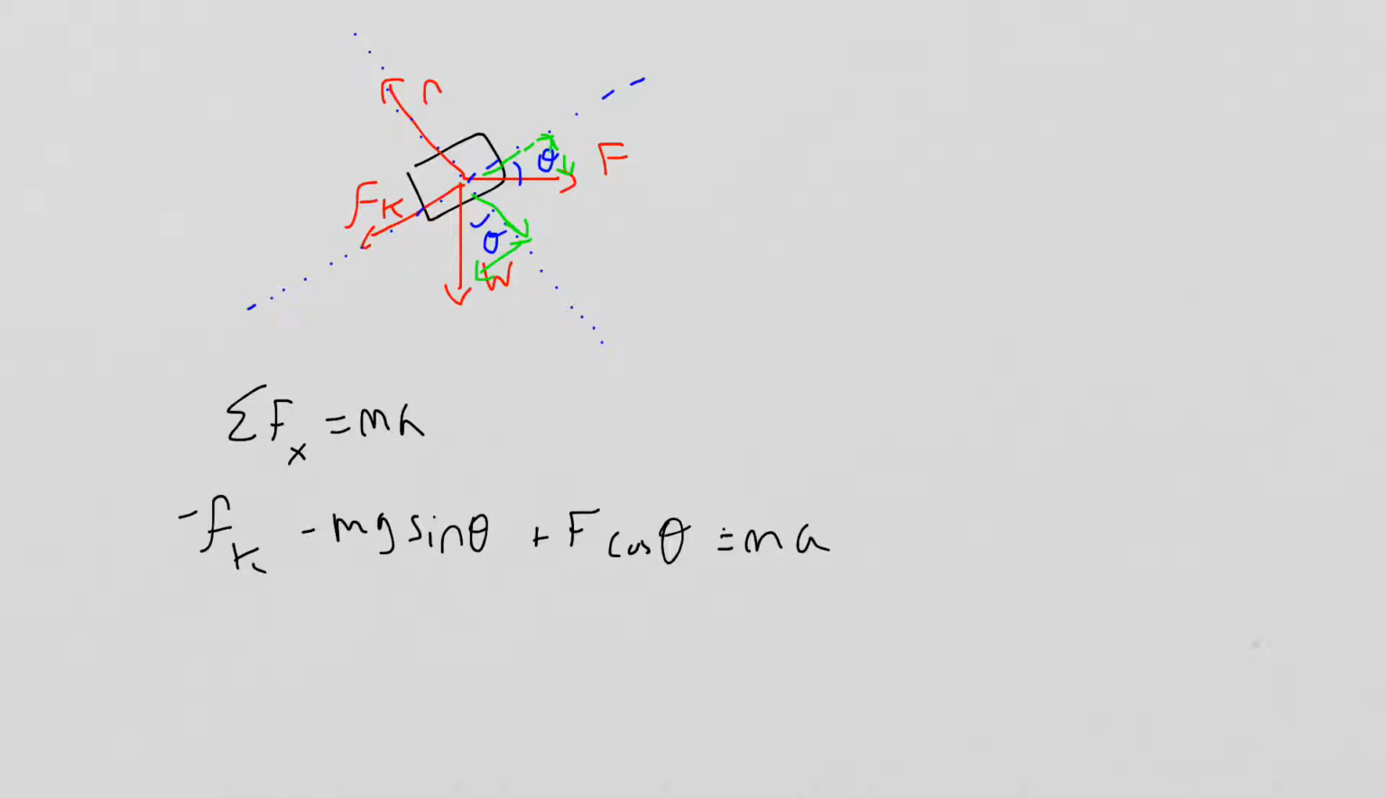Theta is okay to use, m is okay to use, g is okay to use, but the force of friction is not. That's not a given quantity. All we know is the coefficient of friction. And since we know this is then mu times N for the force of friction, now we need to figure out the normal force. And here's where you can make a mistake if you're not being careful.